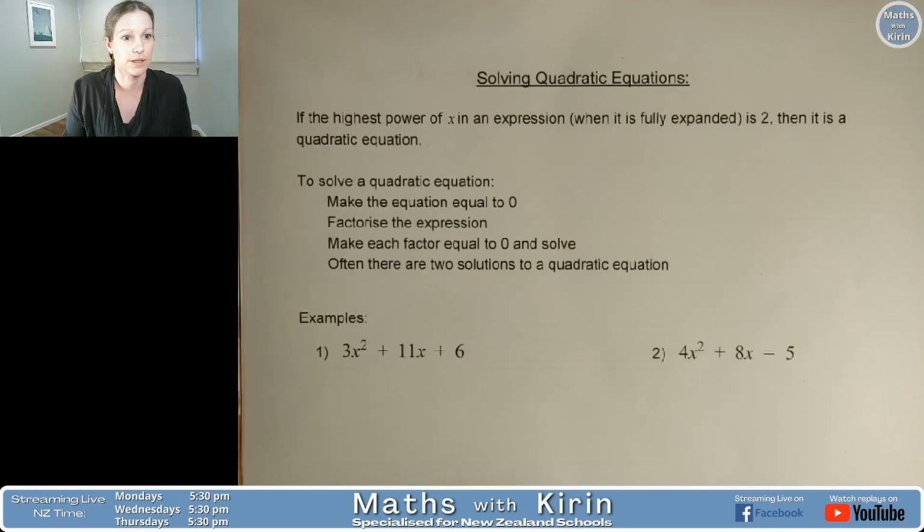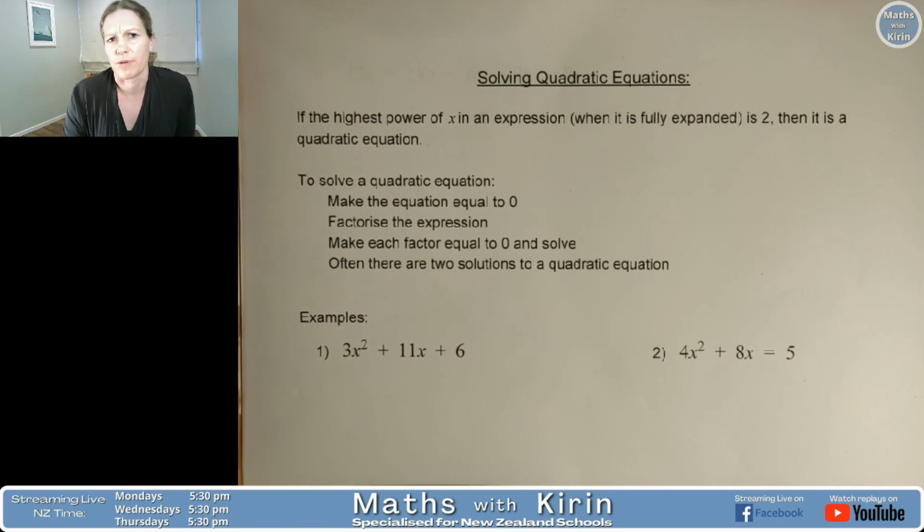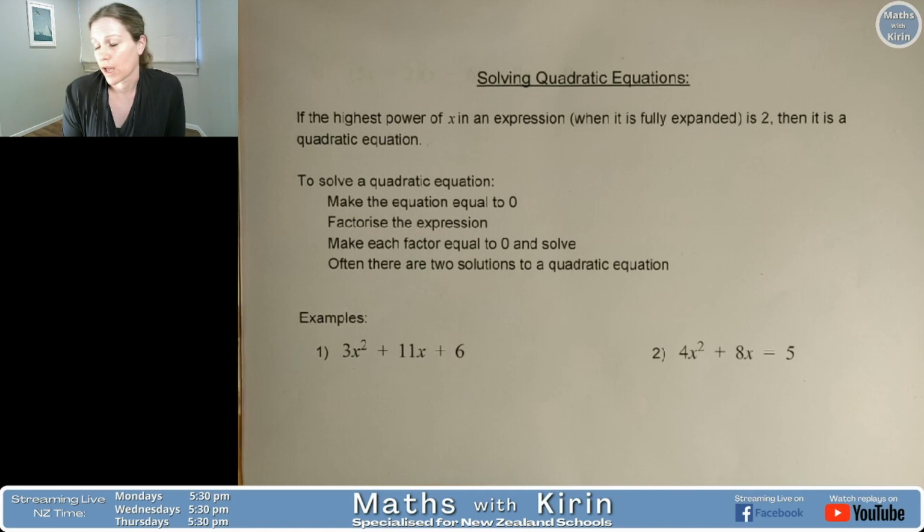So we'll just get started. Quadratic equations, we've talked about these before. They are equations where your highest power of x is a 2. We've looked at factorizing quadratics. So again, today we're going to be utilizing that skill when we are trying to solve the equations.